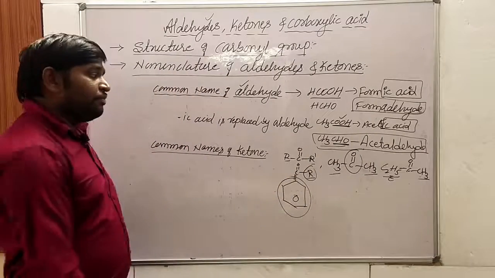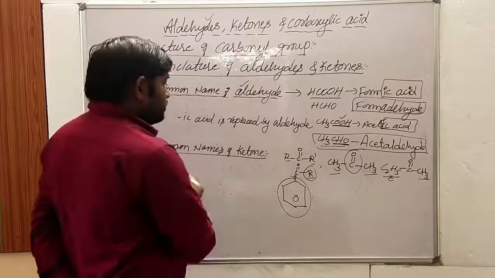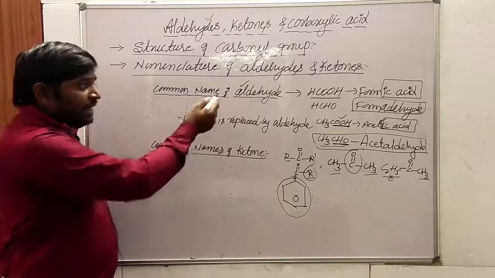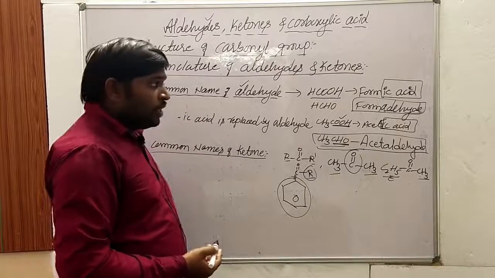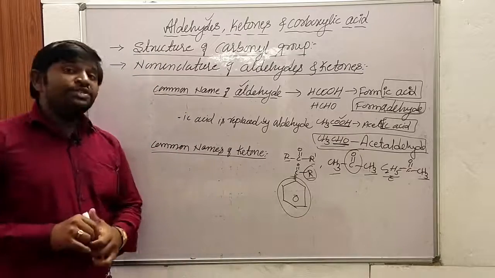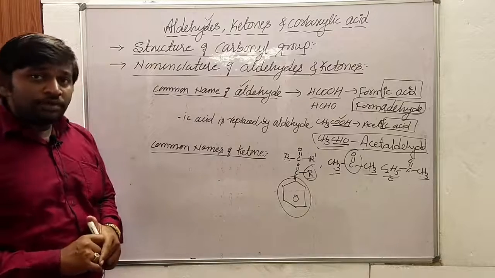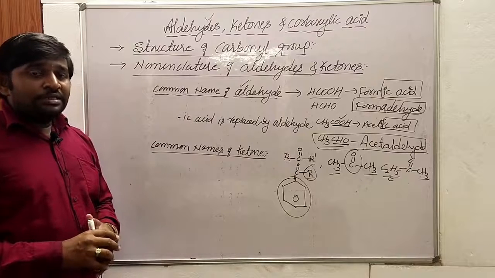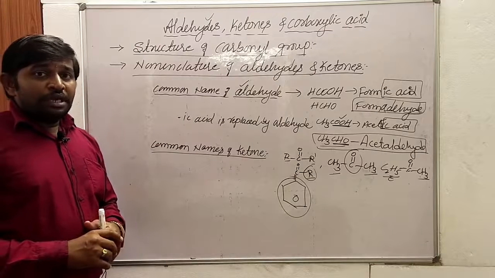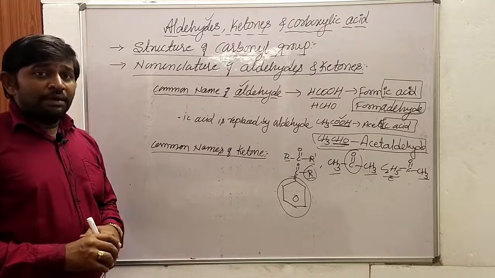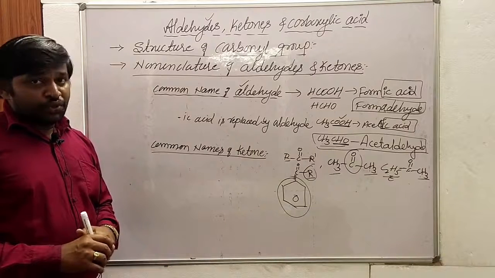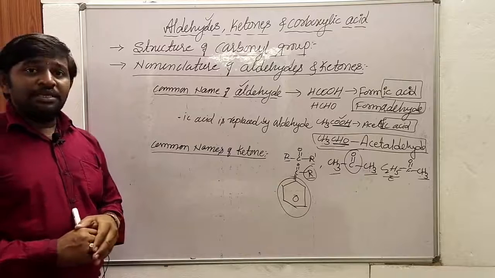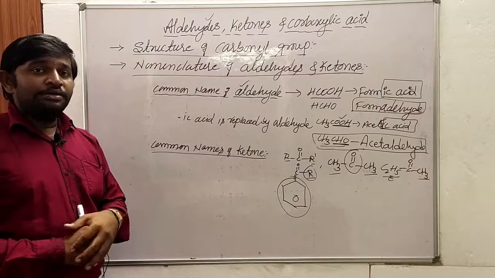This is the common name of this molecule. That's why so many compounds can be given common names, for the aldehydes as well as ketones. So then how to write the IUPAC nomenclature for the aldehydes and ketones? This was about the common names, whereas in IUPAC nomenclature, we must apply some IUPAC rules. Based on those rules, we must represent the correct name of the aldehydes and ketones.